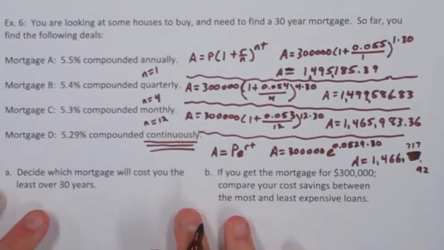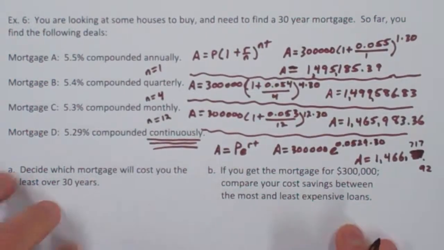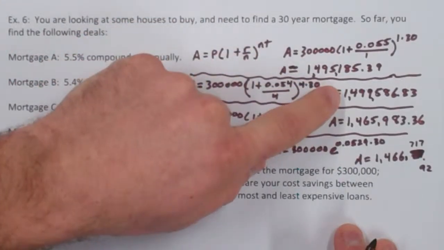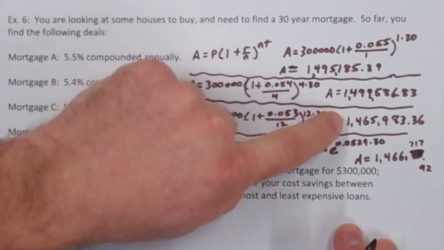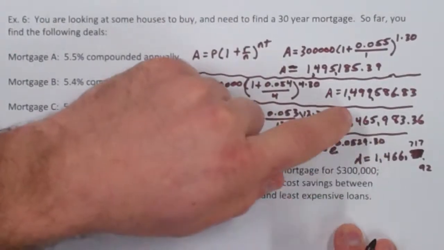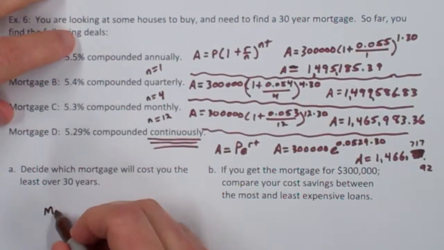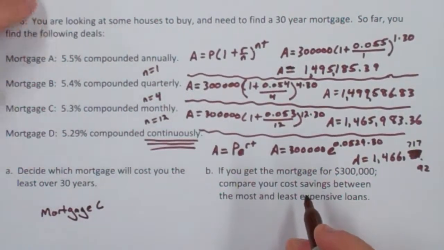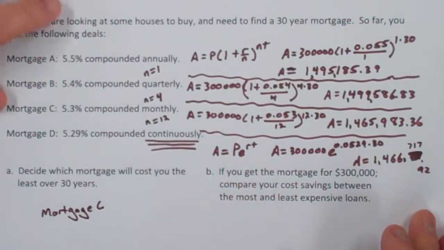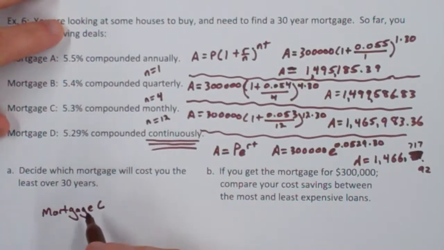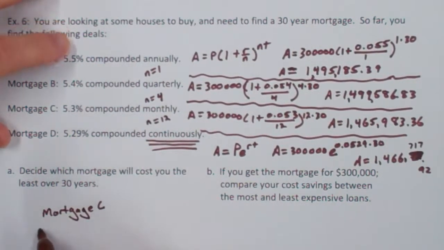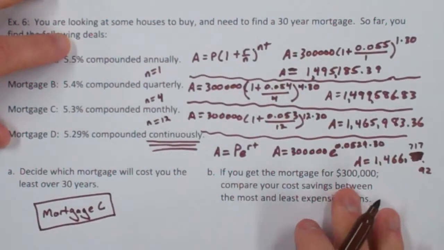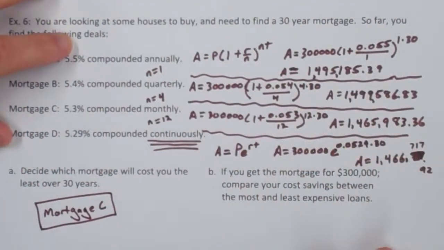This says decide which mortgage will cost you the least. So 1,495, 1,499, 1,465, and 1,466. So it's this one. So Mortgage C. If you were picking and choosing between these, which you're going to have a lot of options when you get to that stage of your life, maybe you already have a mortgage, this one is going to be the best option.